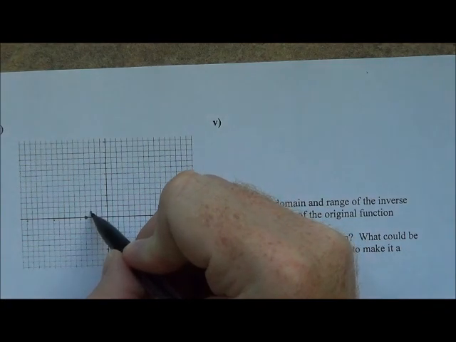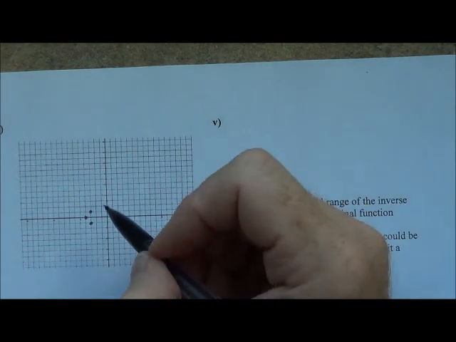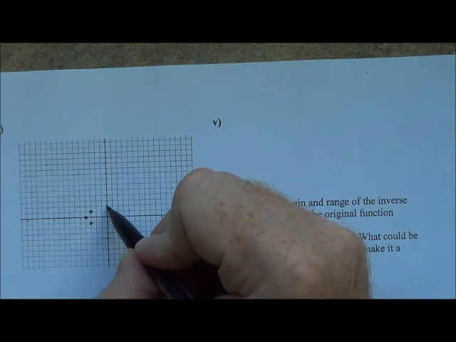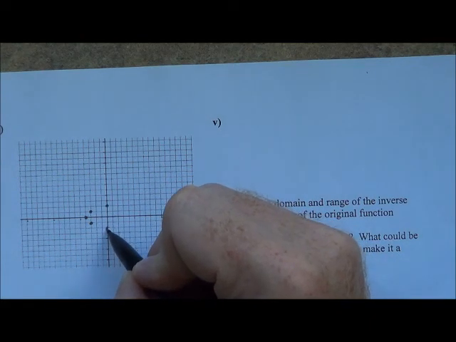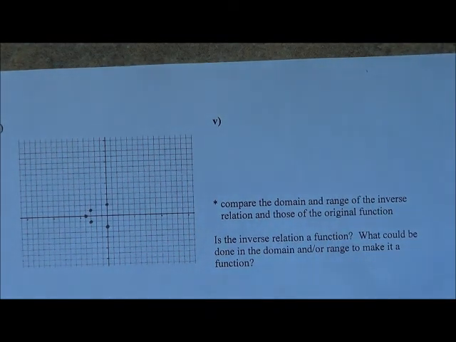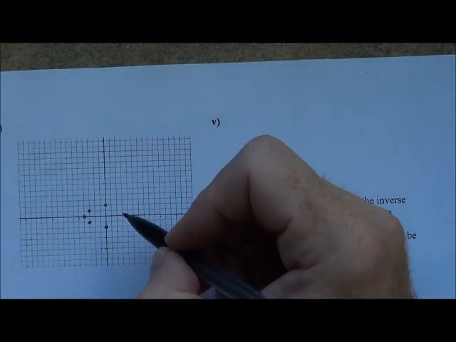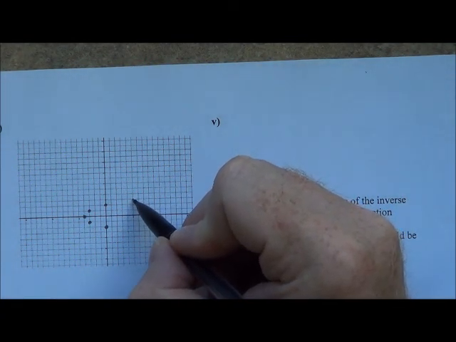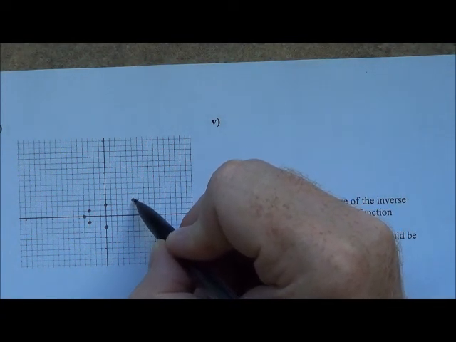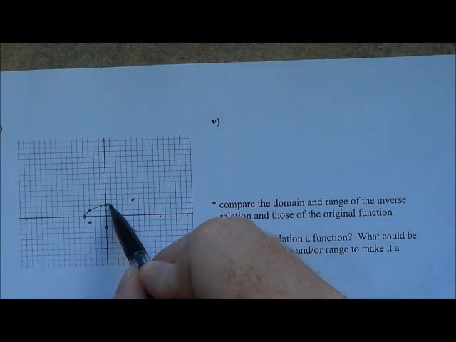So we're going to have (-3, 1), (-3, -1), and then (0, 2) and (0, -2). And then the other points are (3, 5) and (-3, 5), so it'll be (5, 3) and (5, -3). Okay, and then we just graph that.